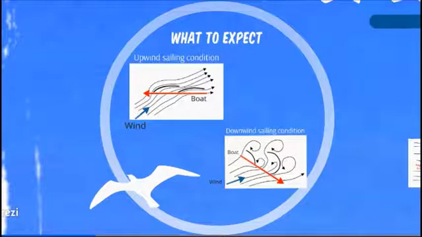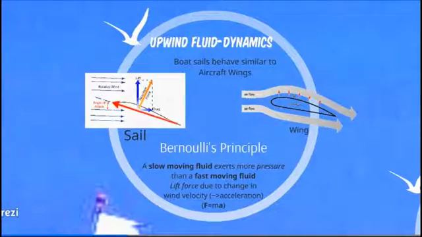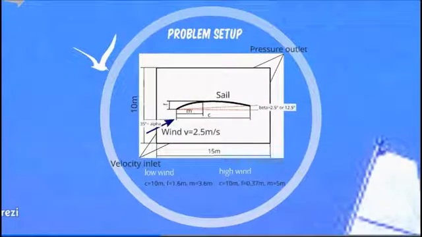What results are there to expect? In upwind sailing conditions, the boat moves through the velocity difference rather than just by pressure, as it does in downwind sailing conditions. There you can find a big angle between wind and sails. In detail, this principle is similar to an airplane wing. Due to the velocity difference, a lift force acts on the sail. This is known as Bernoulli's principle.